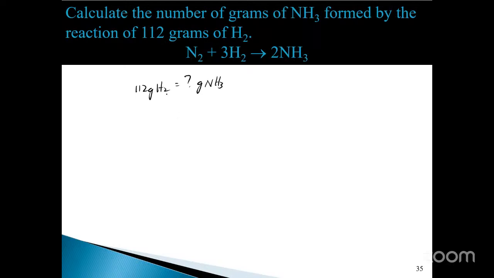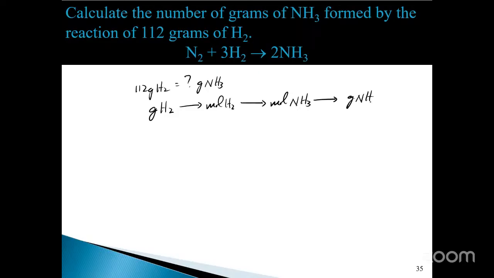So in this case here, you cannot use the coefficients to establish the gram ratio between the two, because remember, the coefficients do not represent the gram ratio, they give you the mole ratio instead. So in this particular case, what you'd have to do first is convert the mass in grams of hydrogen to moles of hydrogen. And then using the coefficients, you can go from moles of hydrogen to moles of ammonia. And then using the molar mass of ammonia, you can go from moles of ammonia to grams of ammonia.